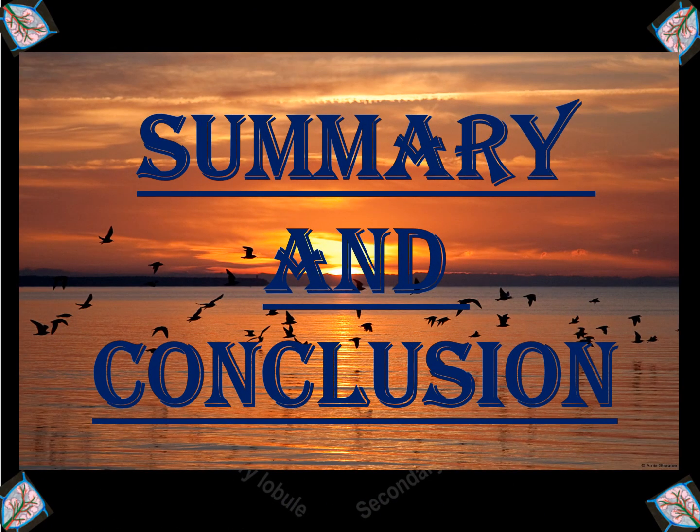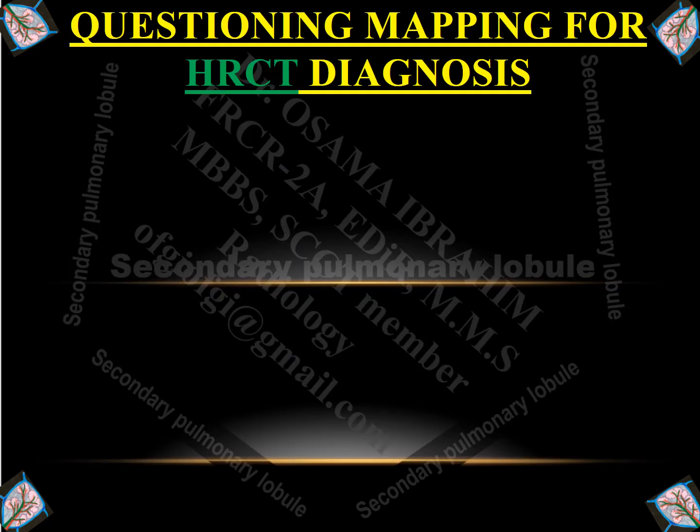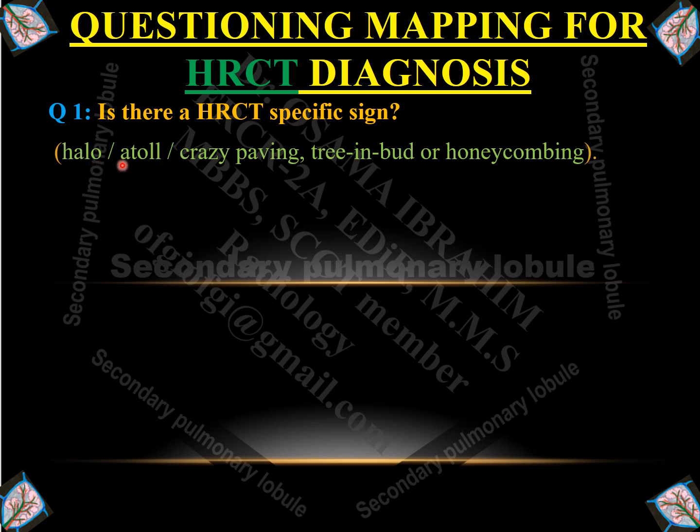So what is the summary and conclusion from this presentation? A questionnaire mapping for the HRCT diagnosis. Is there a specific HRCT sign like halo sign, reversed halo sign, atoll sign, crazy paving, tree in bud, or honeycombing? And reach a list of differential diagnoses through these specific signs.